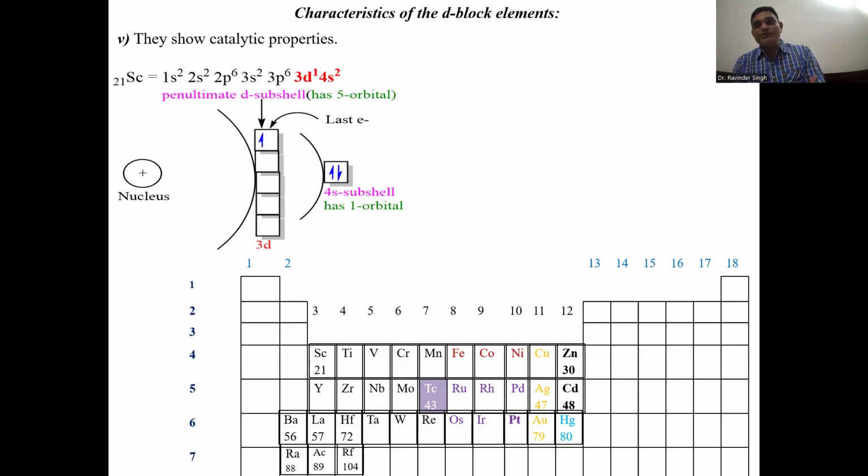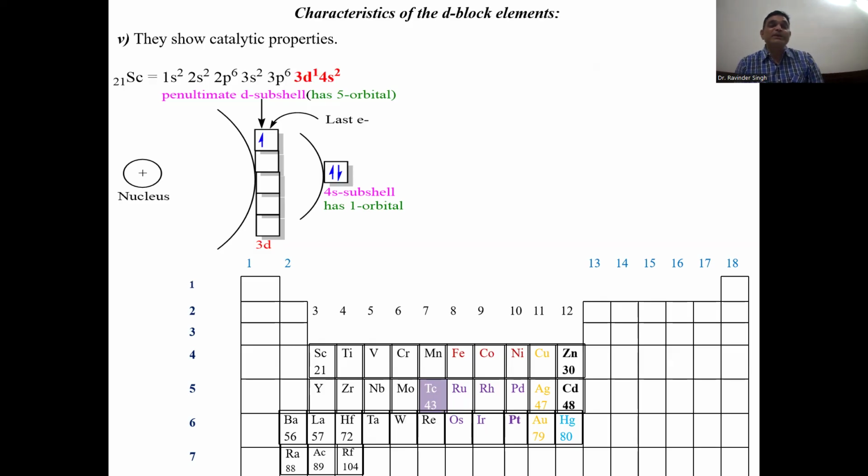These d block elements remain unaffected even after the completion of the reaction. There occurs no change in the nature of that particular substance. So the substance which remains unconsumed at the end of the reaction, and which alters the rate of the reaction, such a substance is called a catalyst. This means the d block elements show catalytic properties.